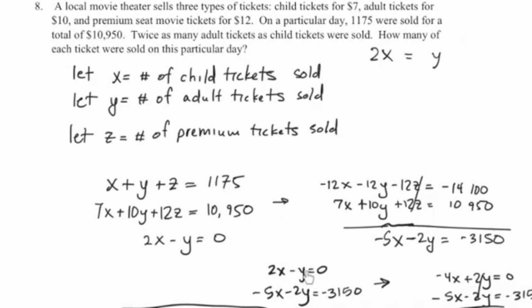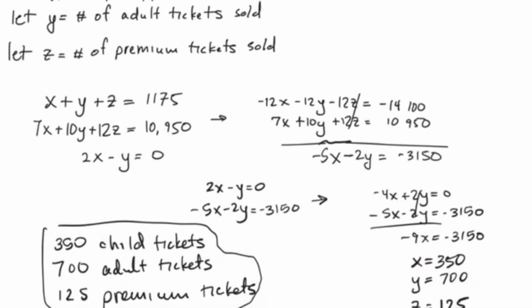I multiply the top equation by negative 2 to eliminate y, and you can see here that x was equal to 350. Since there were twice as many adult tickets, that means there were 700 adult tickets sold. Then if you add 700 plus 350, that's 1,050. The total was 1,175, so I just subtracted to get z equals 125.